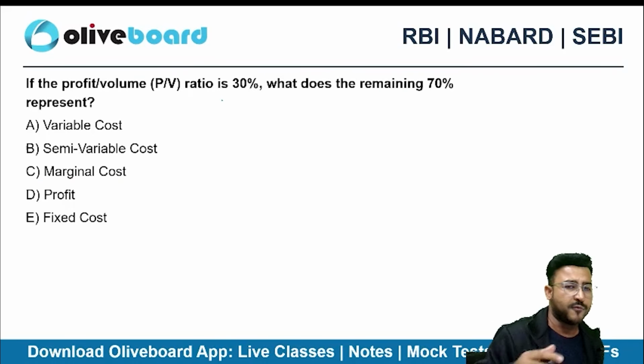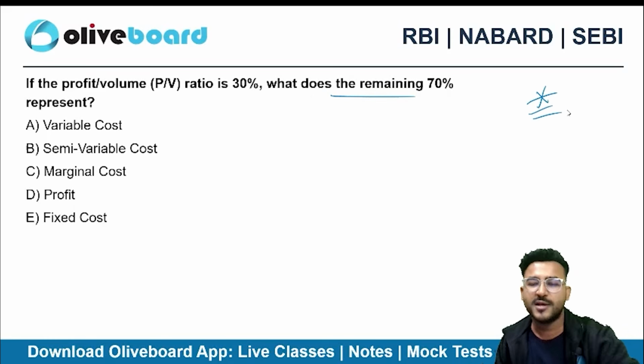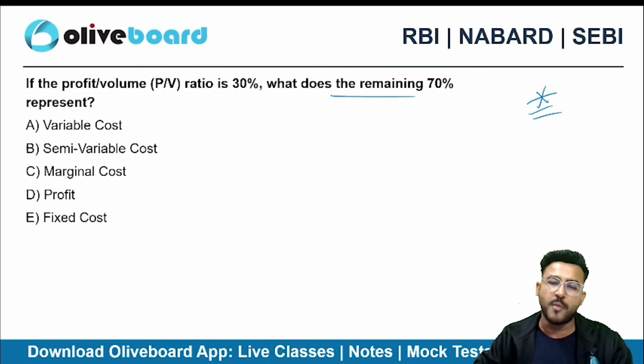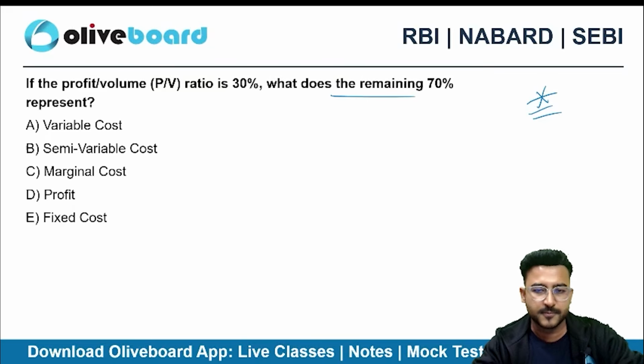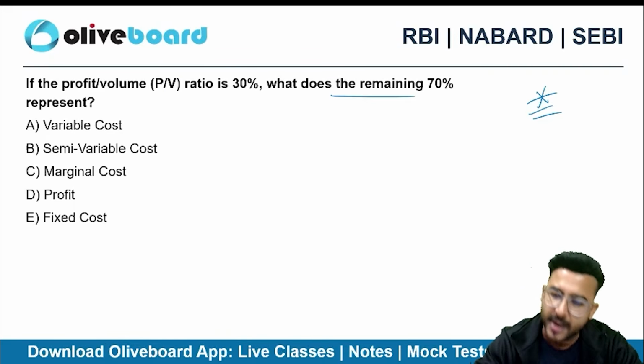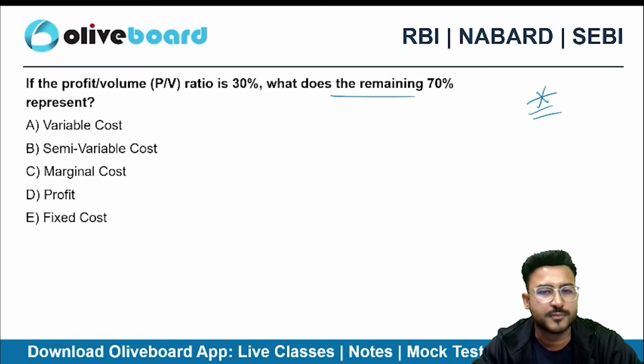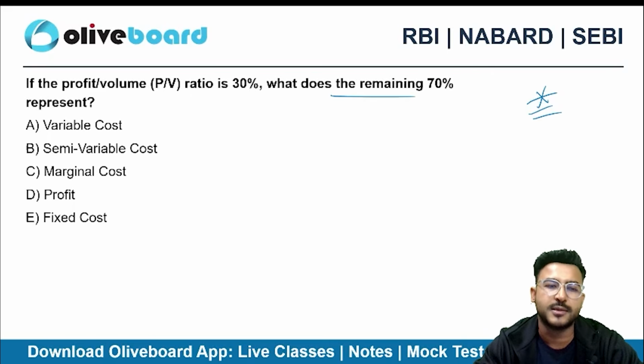Next one, if the profit volume ratio is 30, what does the remaining 70 represent? Now, this is one of the most repeated questions in competitive examinations, and I can say that this concept will be very useful again and again for solving numerical questions of marginal costing. We have solved in the classes as well, right? By using this concept. What does the remaining 70% represent if the PV ratio is 30%?